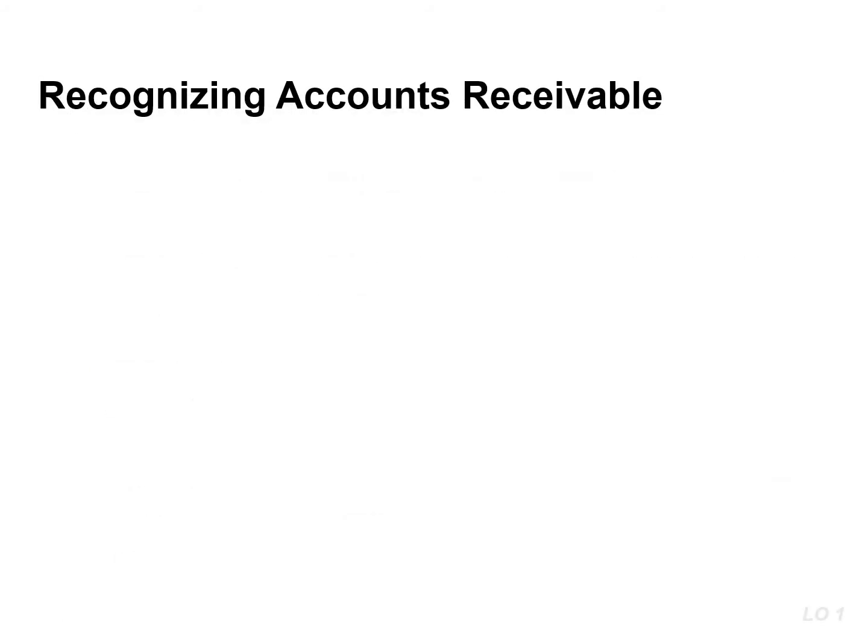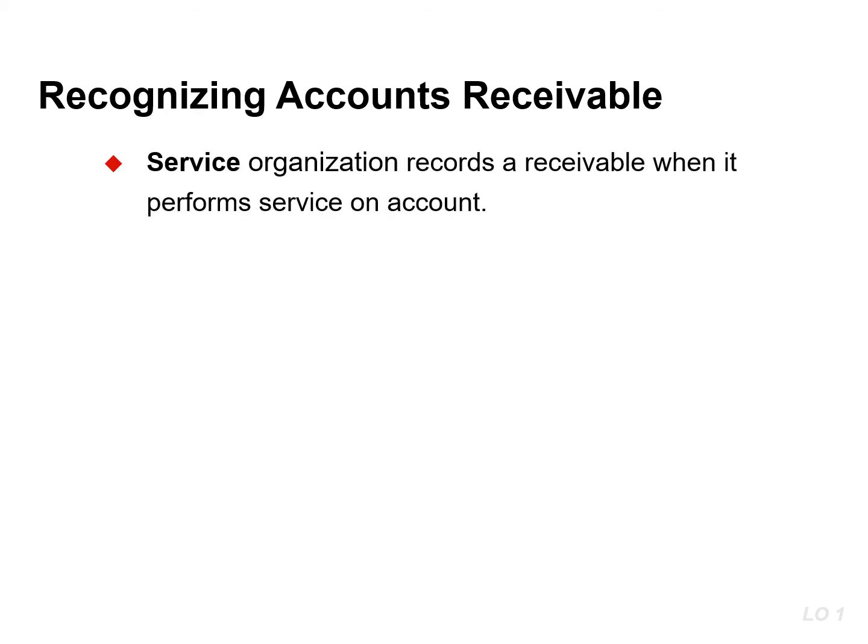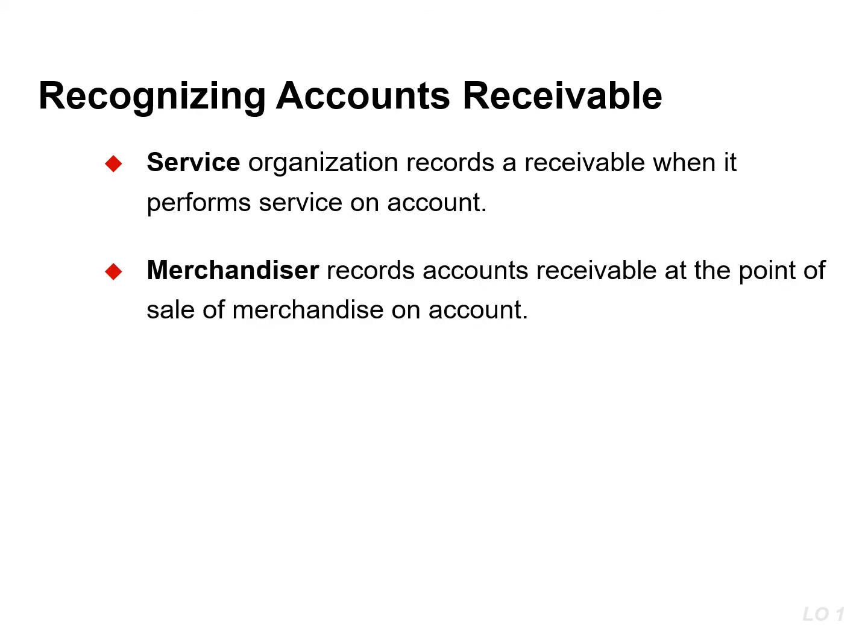Recognizing accounts receivable is relatively straightforward. A service organization records a receivable when it performs a service on account. A merchandiser records accounts receivable when it sells merchandise on account. The entry to record a credit sale results in an increase, or a debit, to accounts receivable and an increase, or credit, to either service or sales revenue.